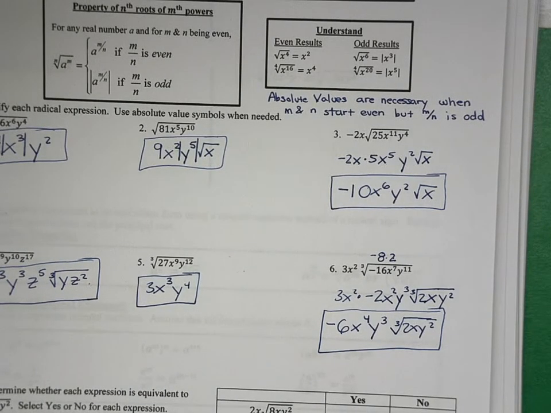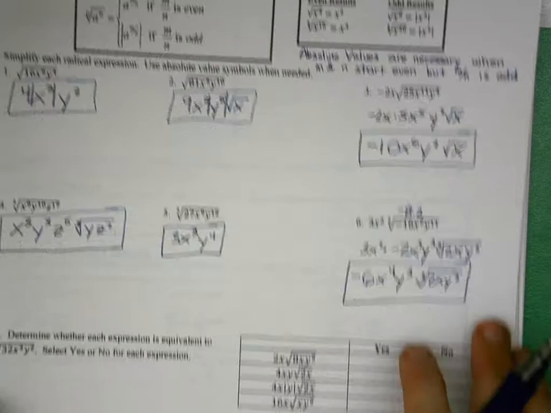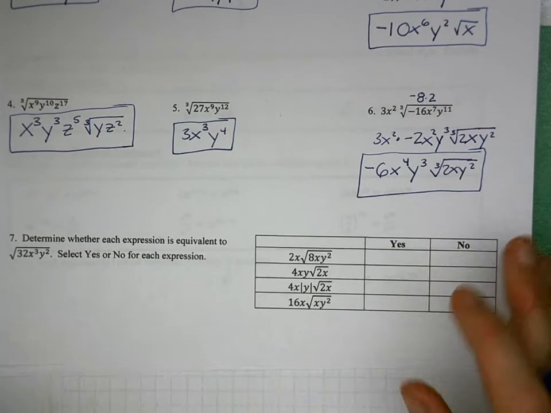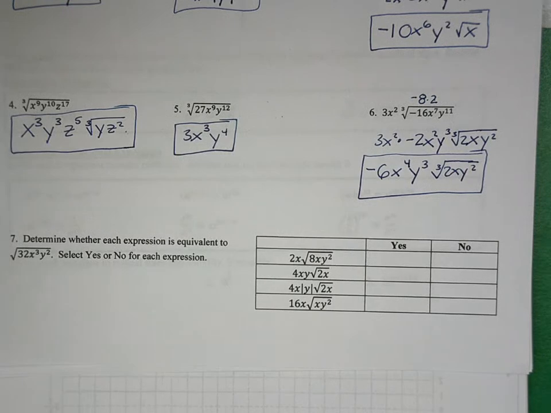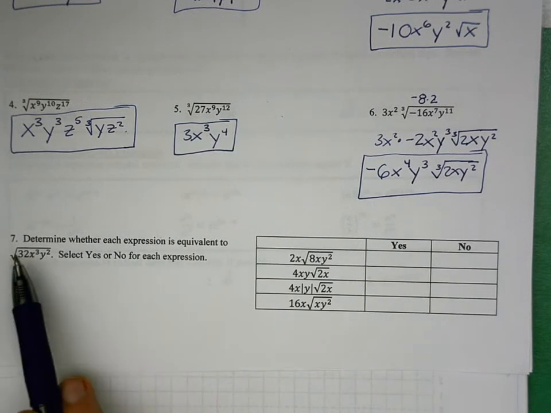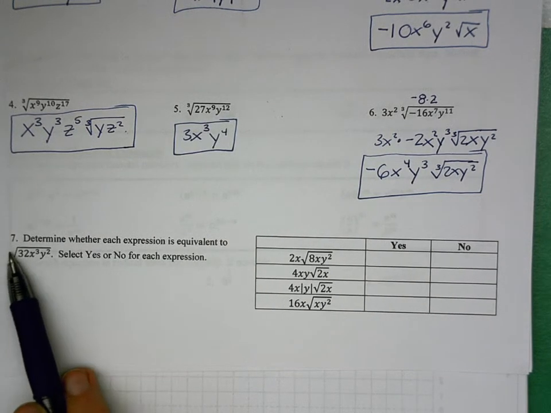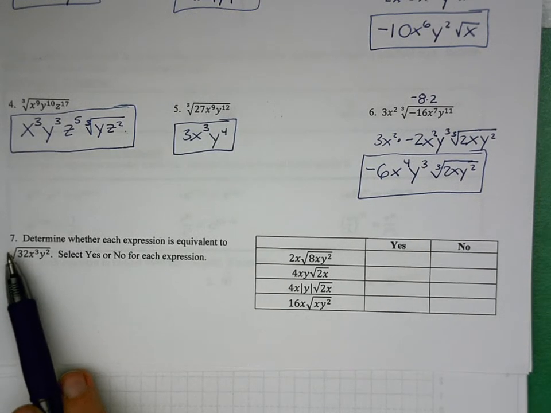Okay, one more in this kind of simplification form, and we'll move on. So determine whether each expression is equivalent to 32x cubed y squared. Well, to determine whether it's equivalent, we'd like to know what root 32x cubed y squared equals. Okay, so simplifying, I do see an even root here, so I'm thinking possibility of absolute values, right? So I'm going to be checking for that. If I have even and even and it ends up odd, then I need absolute value bars there.